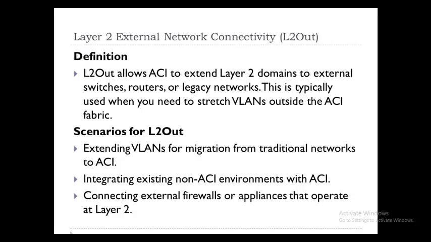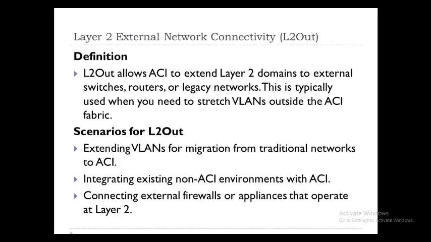Secondly, integrating an existing non-ACI environment with ACI. For me, basically both points are the same. A traditional network is also non-ACI. Connecting external firewalls for applications that operate at layer 2, very important. You have a firewall that operates in layer 2, or an application that operates in layer 2, then you need, again, layer 2 to be extended. We call this layer 2 out.